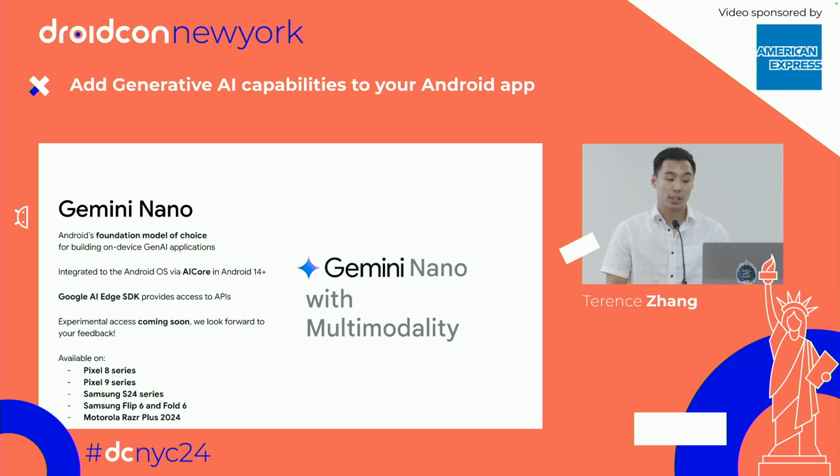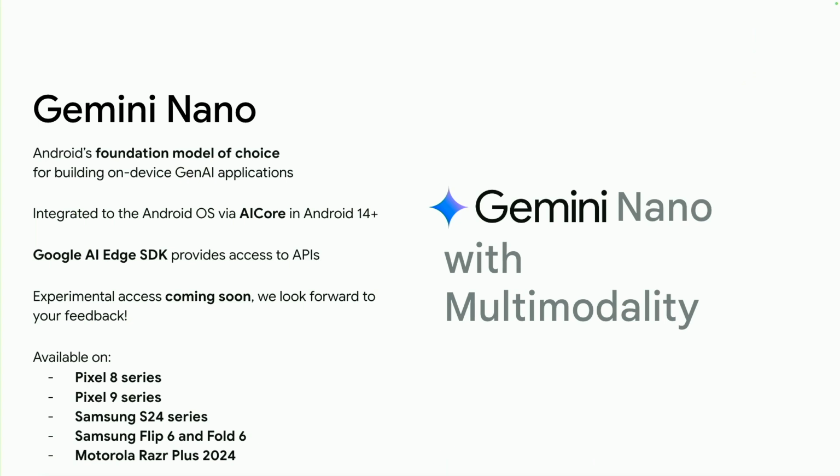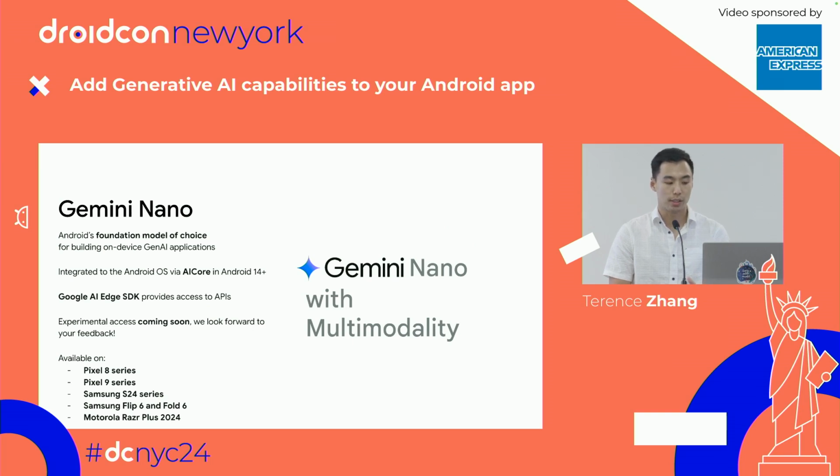And now let's spend a little bit more time on Gemini Nano. Gemini Nano is Android's foundation model of choice for building on-device Gen AI apps. And a lot of that is because of AI Core. It is integrated into Android OS via AI Core, a system app. And as I mentioned earlier, this means that devs just have to call the SDK, in this case we call it the AI Edge SDK, to get access to on-device Gen AI. It's available on the Pixel 8 and 9 series, Samsung S24 series, Samsung Flip 6 and Fold 6, and also select Motorola devices. So we're targeting flagships, and we look forward to bringing it to more devices soon.